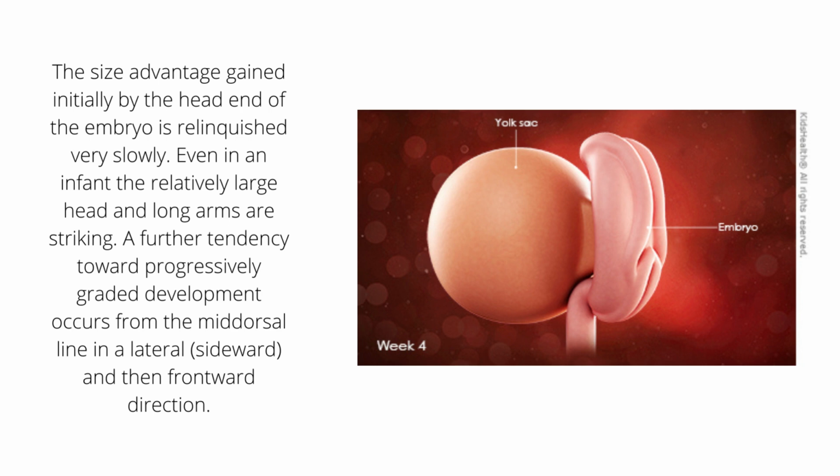So throughout the entire period, when the body and its parts are being laid down, developmental advances tend to appear first at the head end and progress tailward. For this reason, many structures that extend along the body for a distance show a gradual development. The size advantage gained initially by the head end of the embryo is relinquished very slowly. Even in an infant, the relatively large head and long arms are striking, right?